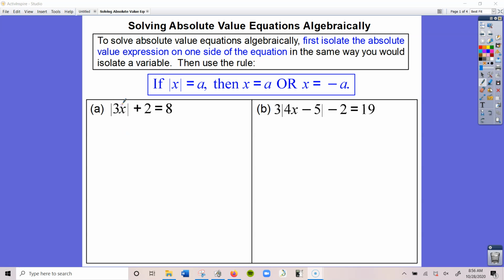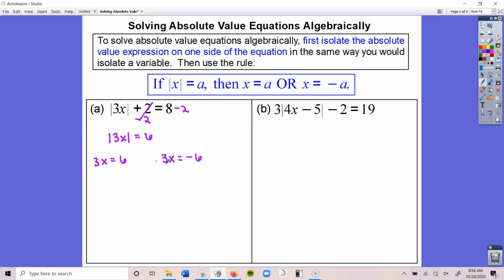First, I'm going to isolate the absolute value, so I'm going to subtract the 2. And I get the absolute value of 3x is equal to 6. Once I have this isolated, I'm going to create two equations. I know that whatever is inside the absolute value could be positive. And then I'm going to write a second equation, so I take out those absolute value bars again and make it equal to negative 6.